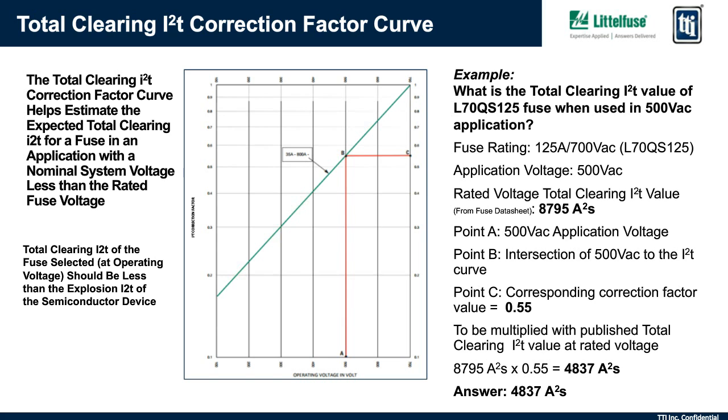So what this is saying is you can anticipate, even though the fuse is rated for 700 volts AC, if you use it in a 500 volt AC application, you can actually estimate the total clearing I squared T to be a value less than what is published on the data sheet, and that value in this case would be 4837 compared to 8795.